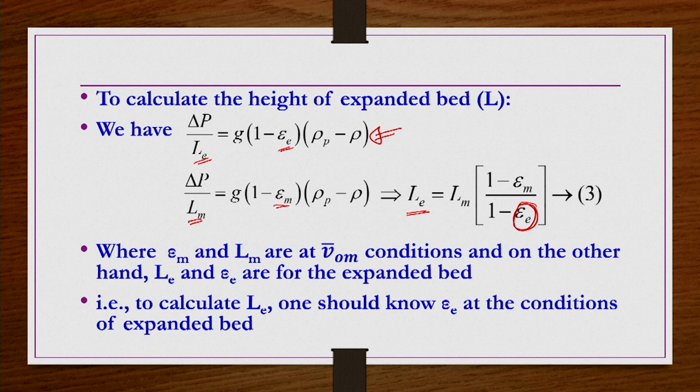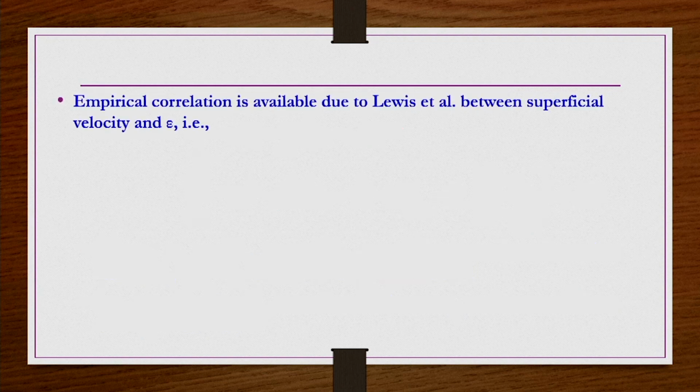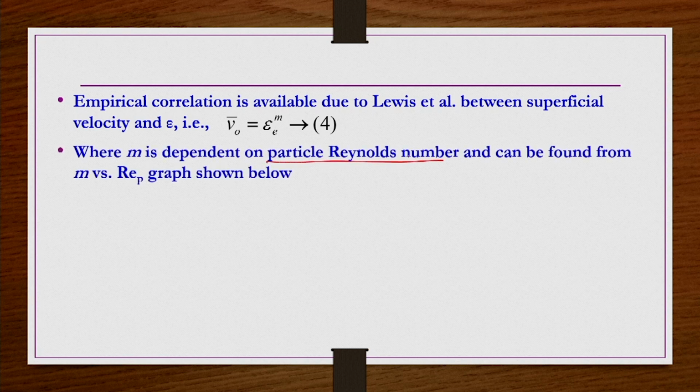So what we do here is use empirical correlations, based on experimental studies, between superficial velocity and voidage for expanded bed conditions. For expanded beds, the superficial velocity is proportional to the voidage of the expanded bed to the power m. This m is a constant which depends on the particle Reynolds number, not the Reynolds number for the packed bed, only the particle Reynolds number. It is similar to n versus Re_p for the hindered settling case. Similarly, m versus Re_p is available for expanded beds also.